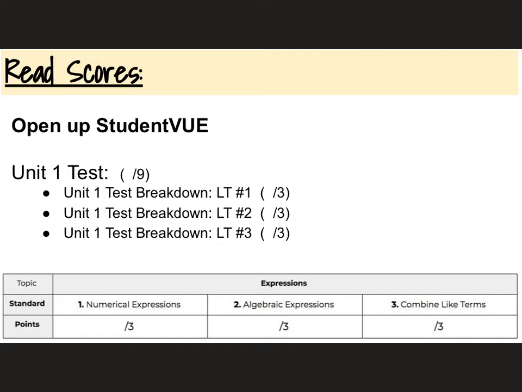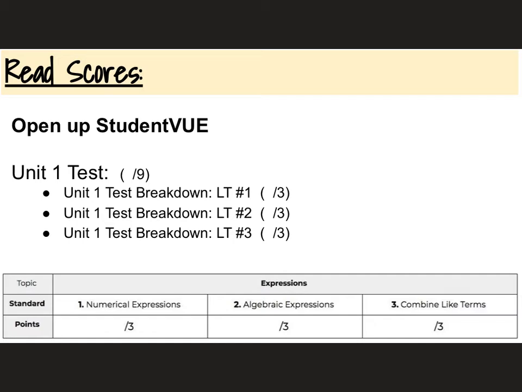First thing I want you to do is be able to find your scores and read them. So if you open up Student View, you should see 4 different pieces in there. The first score you should see is your Unit 1 test score, which is out of 9 points, which is going to be kind of your total score. But then you'll be able to see the breakdown for each target as you look at the scores after your test. So our first target was out of 3.